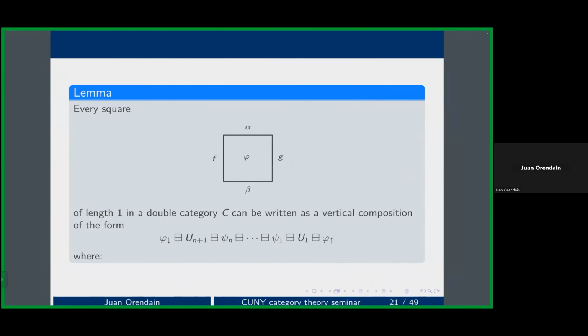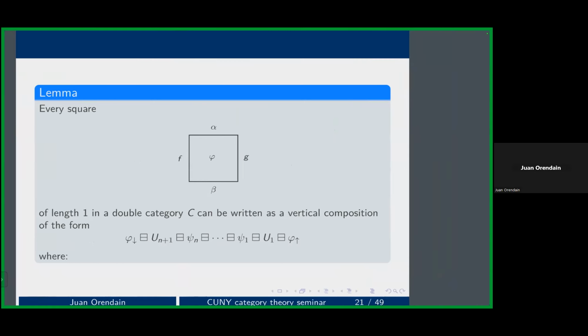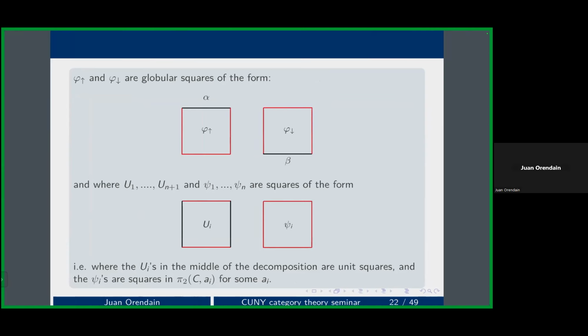Now the UIs here are all horizontal identities, and the CIs are all red boundary squares. So every square of length 1 can be decomposed as first a square of this top left form, then a vertical composition of horizontal identities and red boundary squares, and then at the bottom you would have a downwards arrow square of this form here.